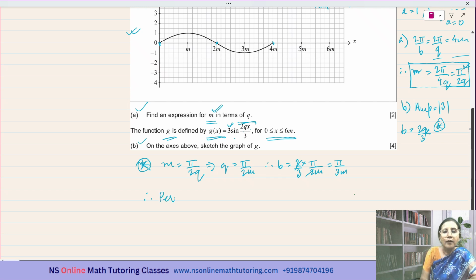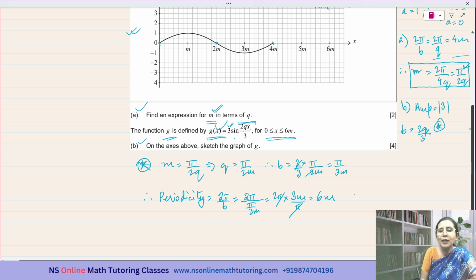Therefore, the periodicity will be equal to 2 pi over b, which is equal to 2 pi divided by pi over 3m, which is 2 pi multiplied with 3m over pi. These two will be getting cancelled. So the periodicity of this sine function graph, the g of x function graph, will be 6m.